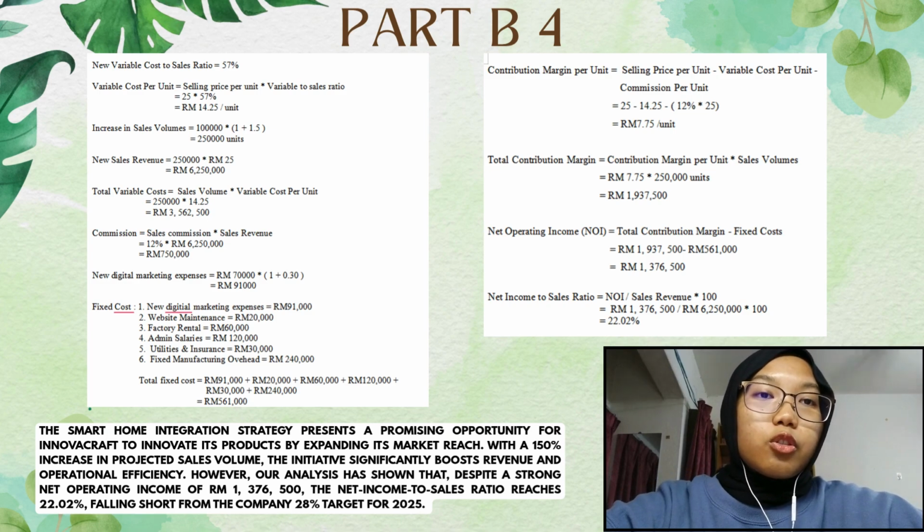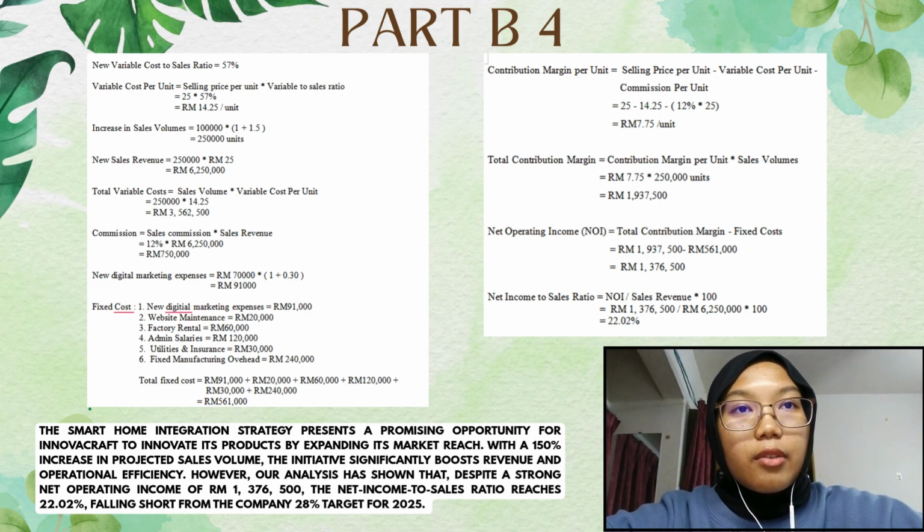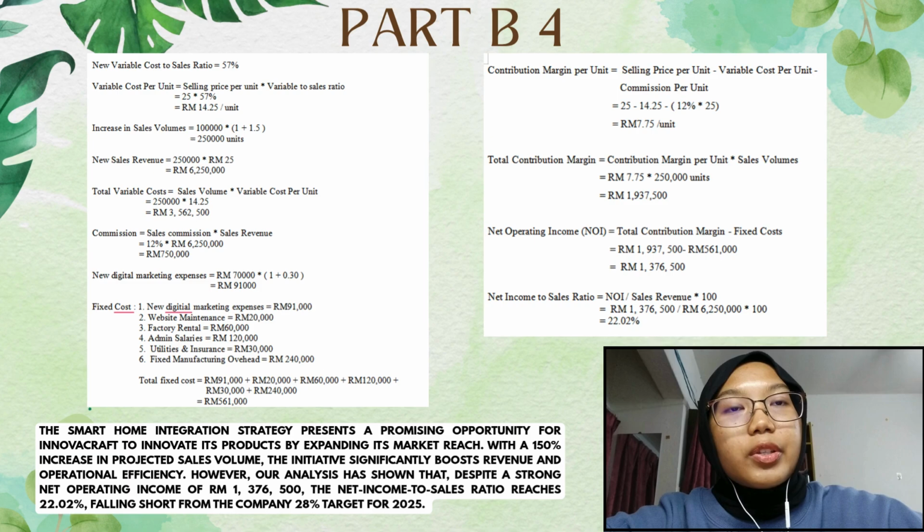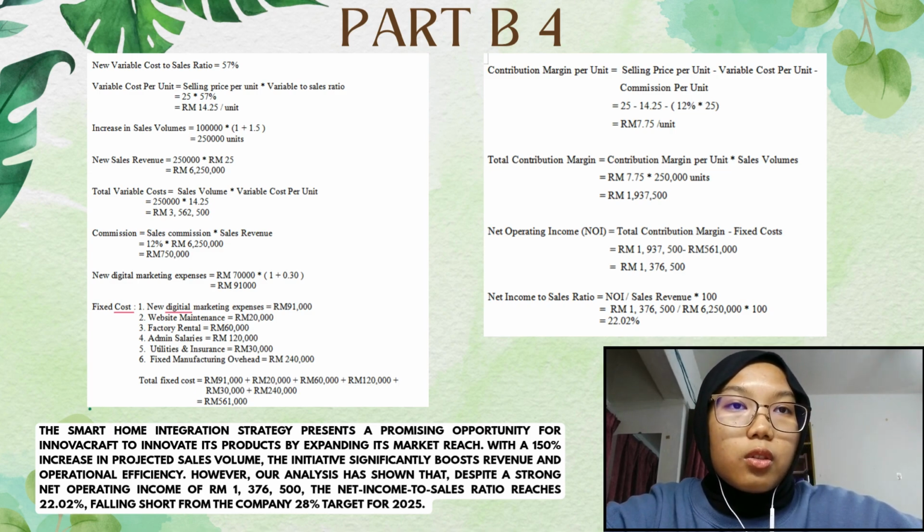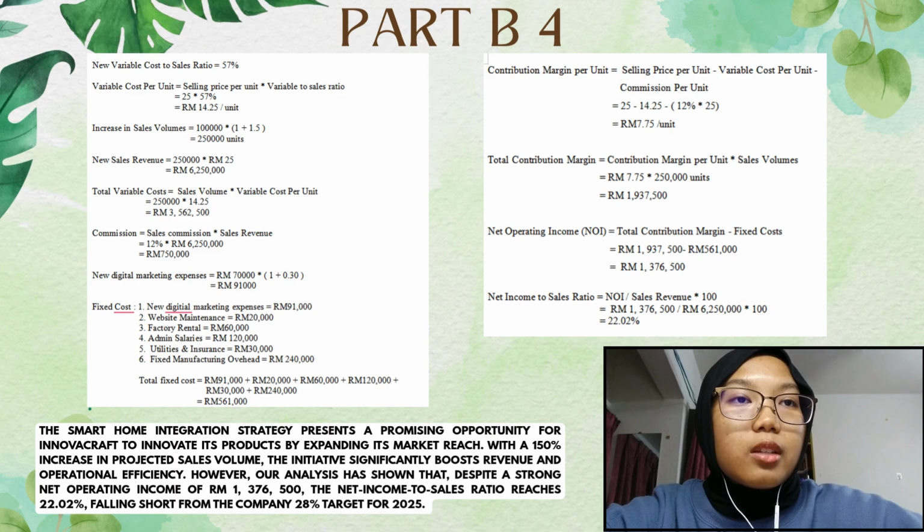This plan introduces 3 changes. First, raising the variable cost to sales ratio to 57%, which includes a 4% increase in the raw material prices. Second, we have increasing digital marketing expenses by 30%. And third, we have boosting total sales volume by 150% through the enhanced product. So let's move on to the financial projections.